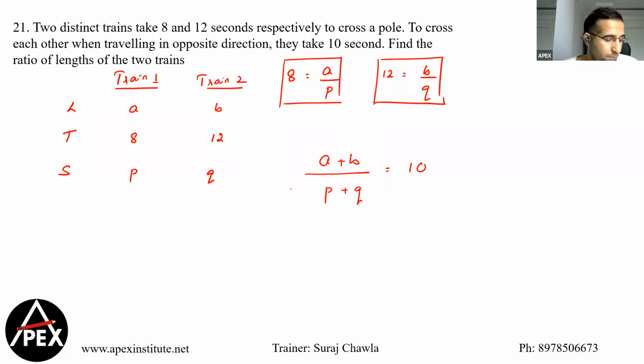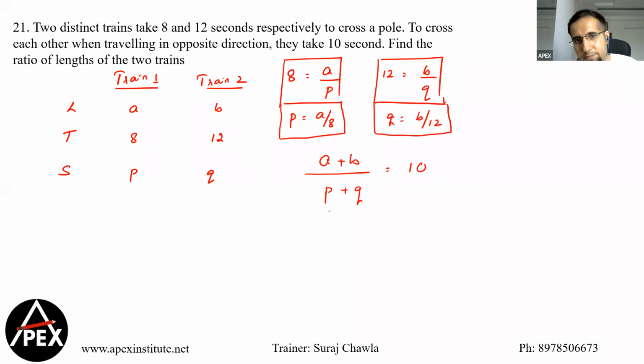If P and Q are not important, guys, that means we can replace the value of P and Q from here. I can write P is equal to A by 8 and Q is equal to B by 12. Got the logic here, guys? Okay. If P is equal to A by 8 and Q is equal to B by 12, I can now write this as A plus B is equal to 10 into A by 8 plus B by 12.